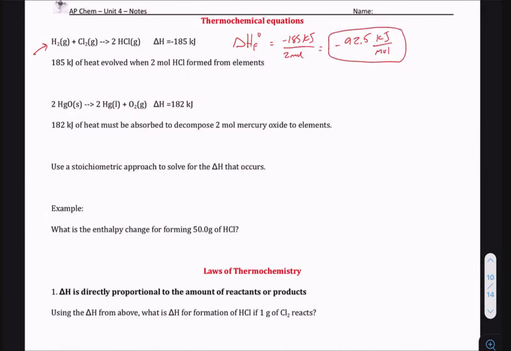Okay, and this is something to be careful about. This is a common oversight. If people see a reaction and they say, all right, well, what's a heat of formation? It's got to be per mole. So in this case, you have to divide by 2 because the reaction is showing you 2 moles being formed.